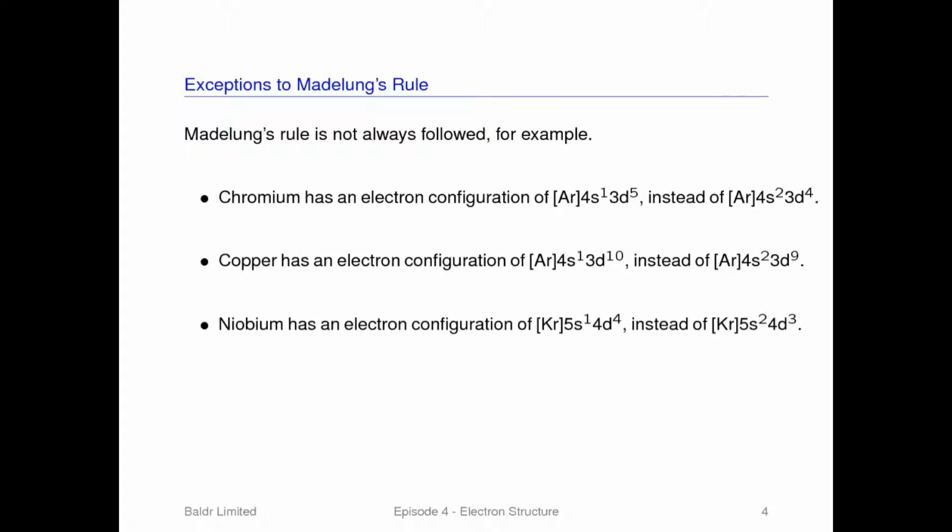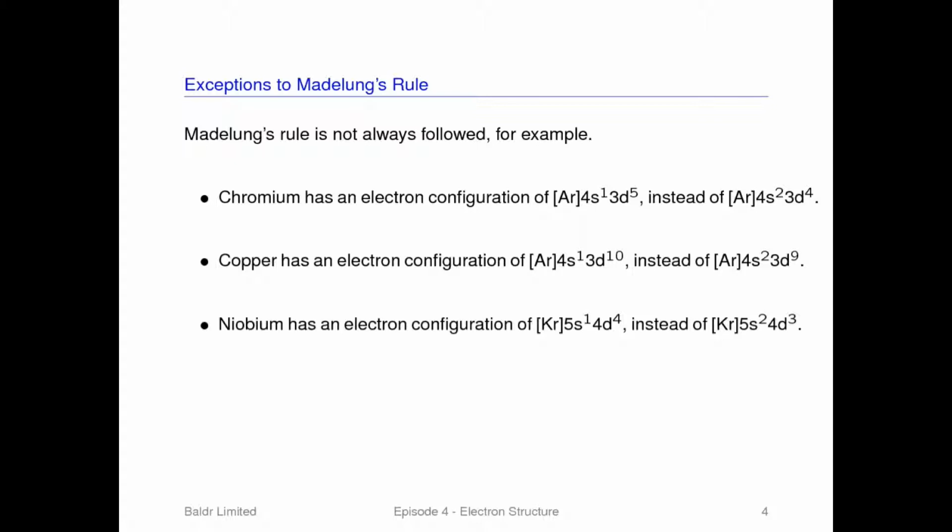However, nature does not always follow this rule of filling the lowest energy first, and we've got three examples here. First of all, there is chromium, which has the same electron structure as argon, shown by the Ar in brackets, plus 1 electron in the 4s shell and 5 electrons within the 3d shell. However, if the lowest energy approach was taken, then chromium should have 2 electrons in the 4s shell, since this is a lower energy level than 3d, leaving only 4 electrons within the 3d shell.